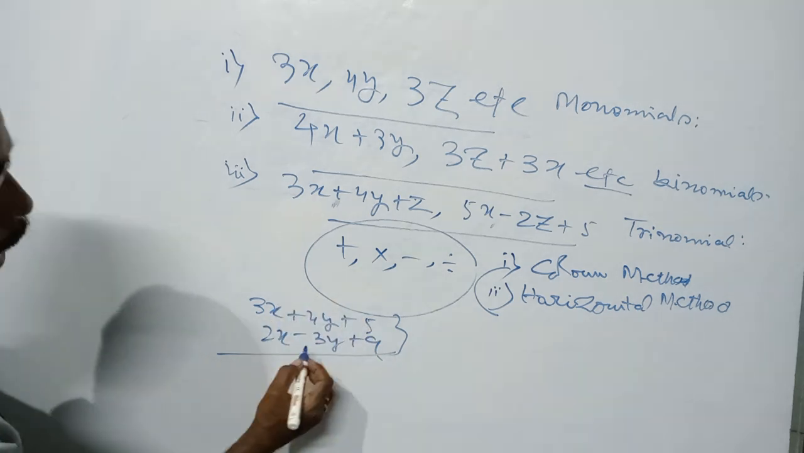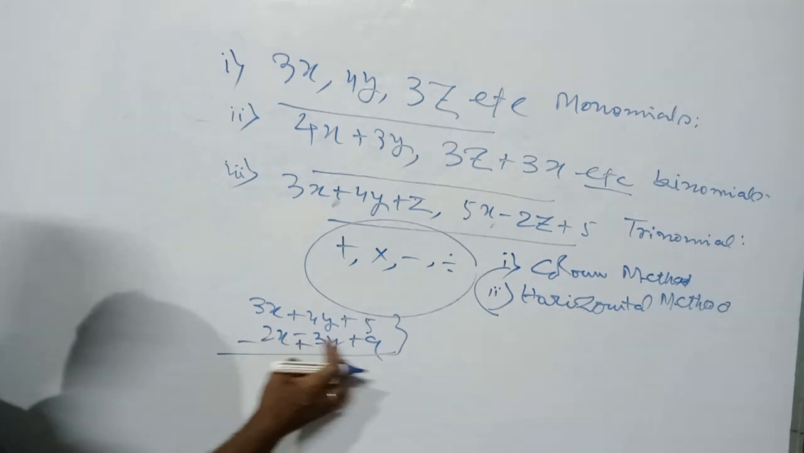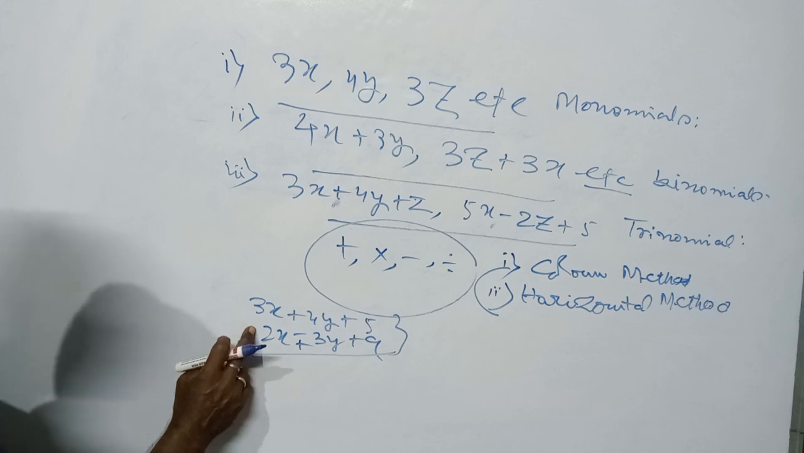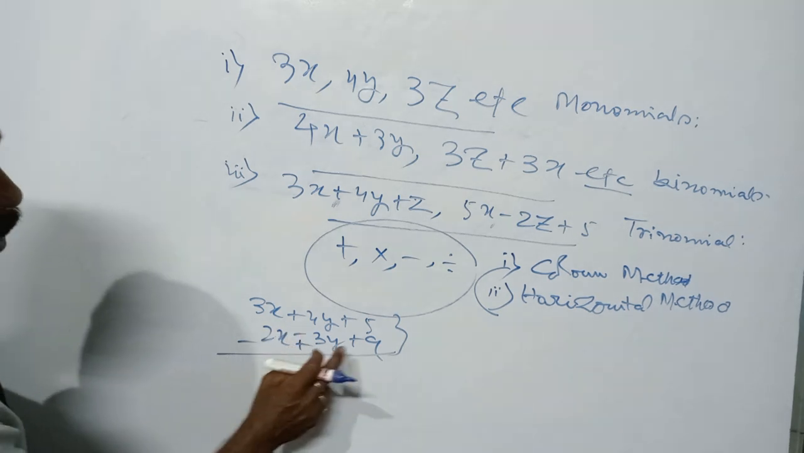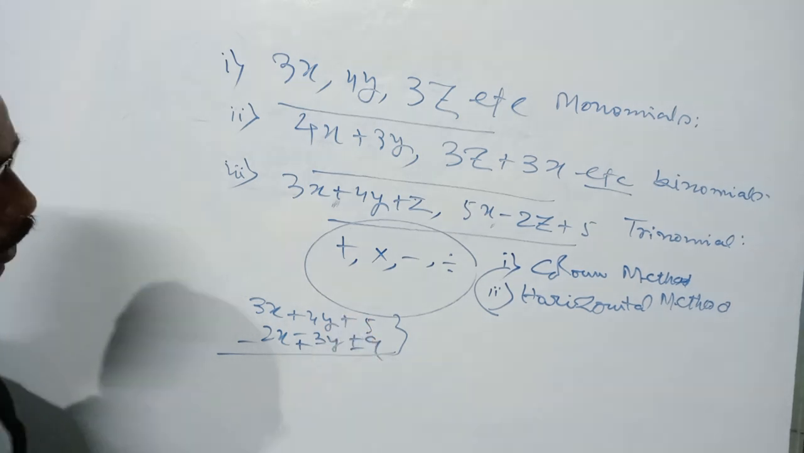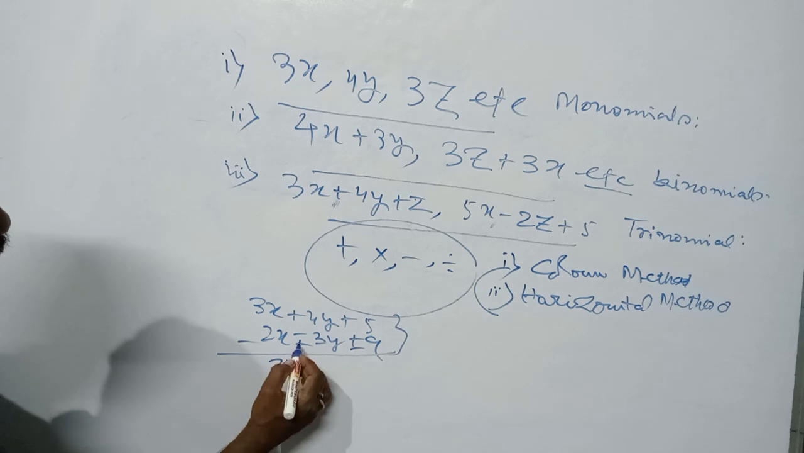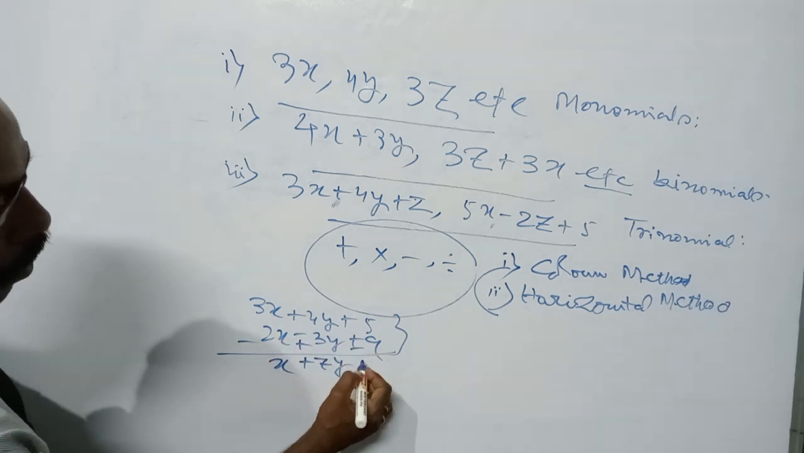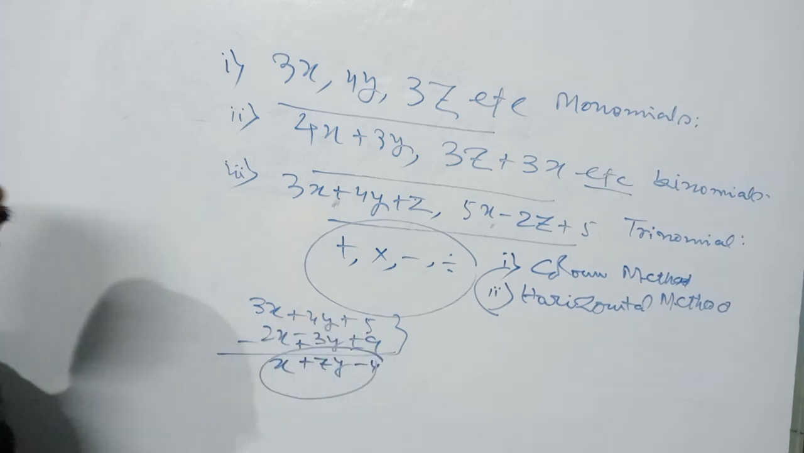Such as, say, subtraction, we can do it by changing the sign of the last line. As there is plus, it will be minus. There is minus, it will be plus. There is plus, it will be minus. Then the result will be x plus 7y minus 4. This is the column method.